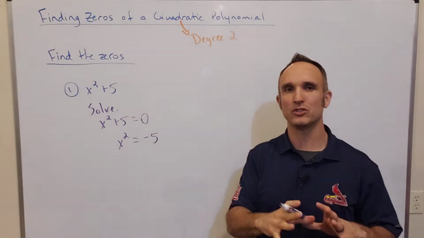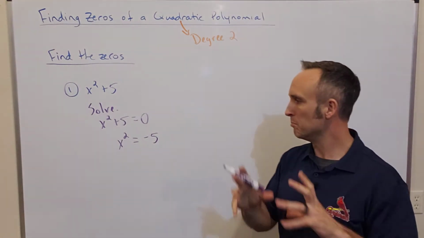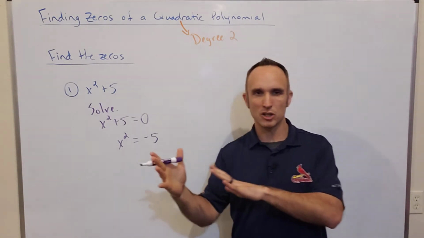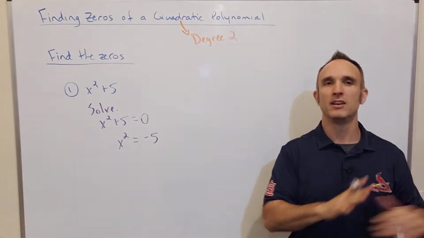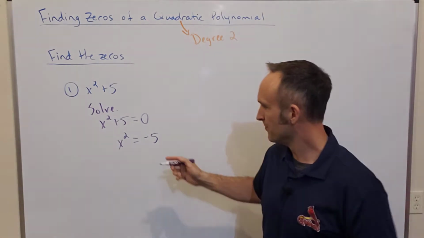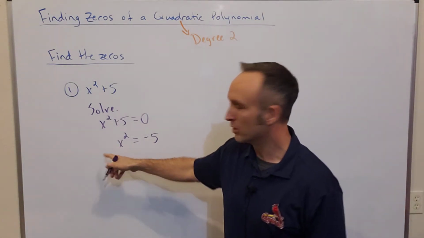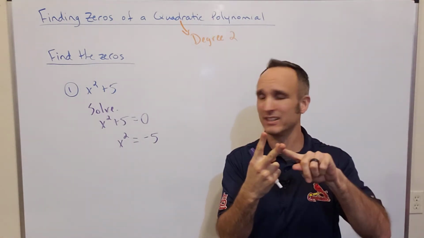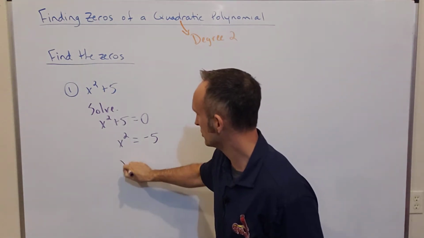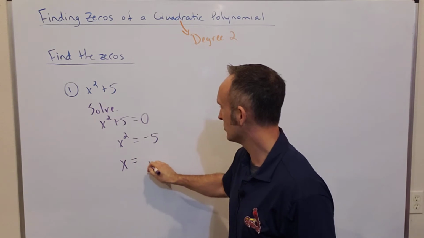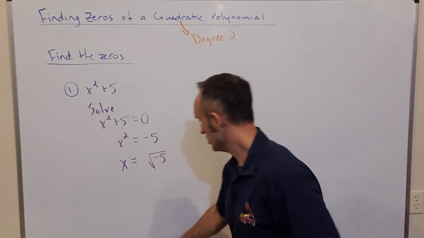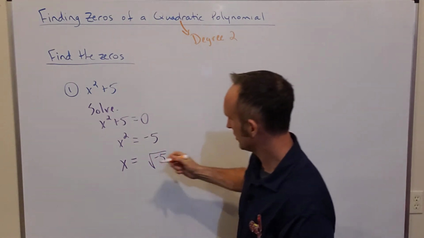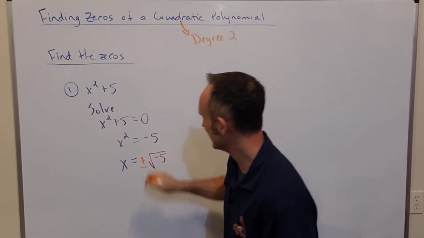Now, this is where it gets tricky. This is where most students mess up. And I mean from algebra through calculus and on. This is so easy to forget. Every number except for 0 has 2 square roots, a positive and a negative. So when you take the square root of both sides, you don't write x equals the square root of negative 5. You write x equals plus or minus.